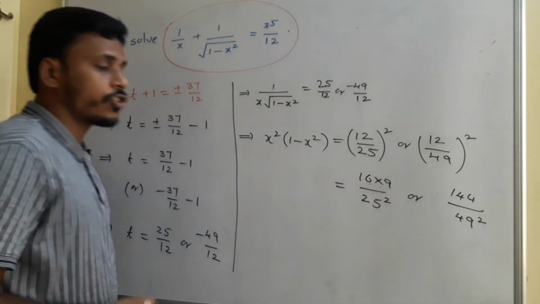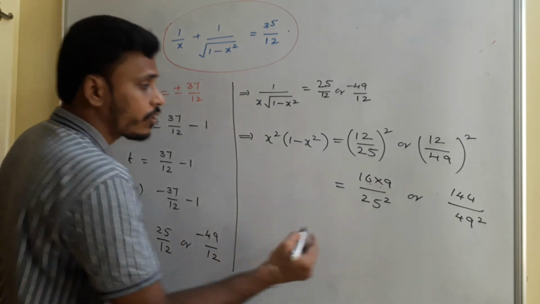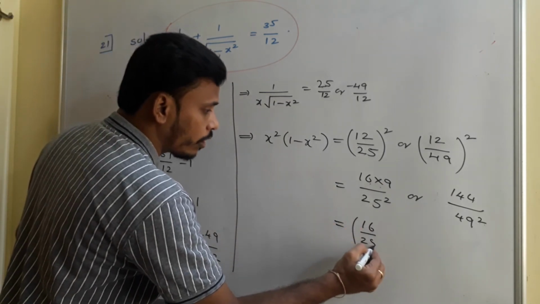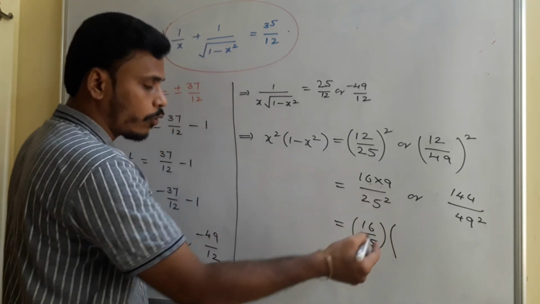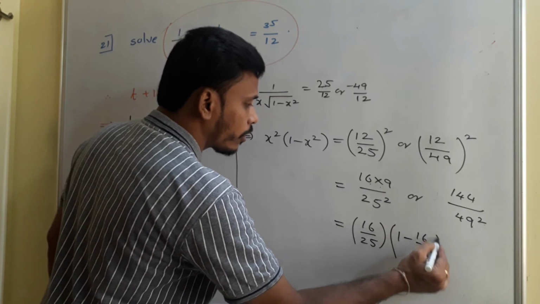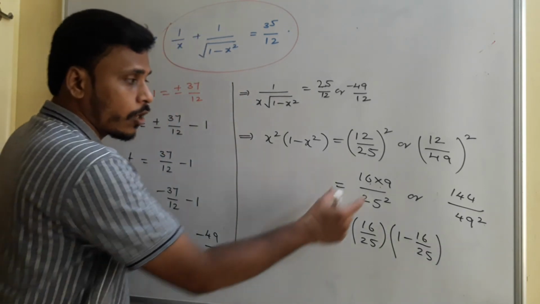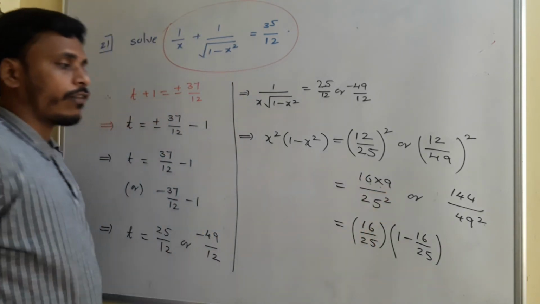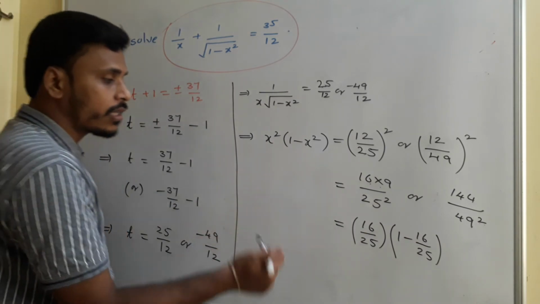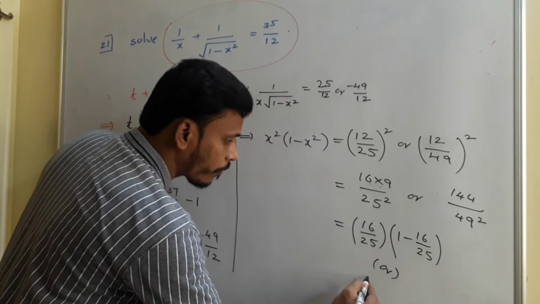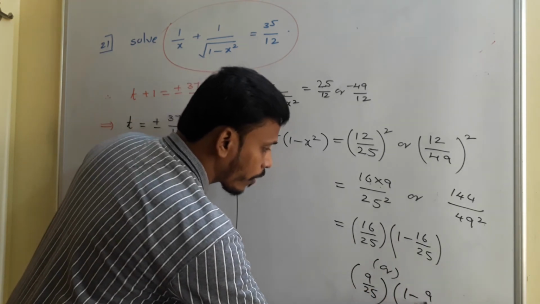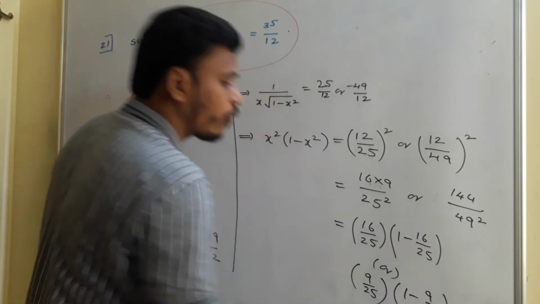So now we have a chance to rewrite that 16 into 9 by 25 square as like this: 16 by 25 into 9 by 25. That 9 by 25 is simply nothing but 1 minus 16 by 25. Okay, 16 into 9 by 25 square can be written as 16 by 25 into 1 minus 16 by 25. Or you may write it like this also: 9 by 25 into 1 minus 9 by 25 also.